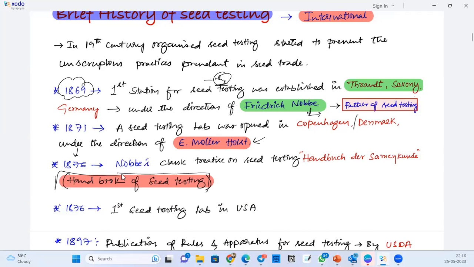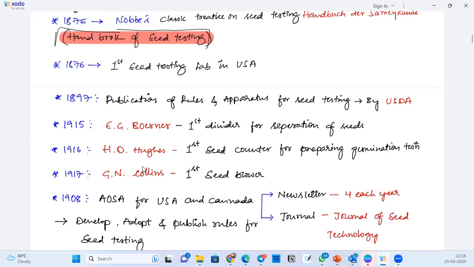Later in the same year, the first seed testing lab was established in the USA. And later in 1897, there was the first publication of rules and apparatus for seed testing. Before that, there were no proper procedures for seed testing. Only after 1897 was there a publication of rules and apparatus for seed testing, and this was by the United States Department of Agriculture.